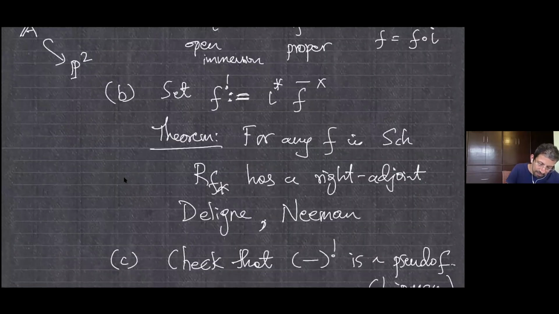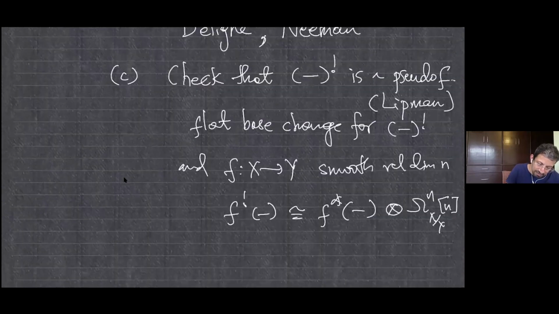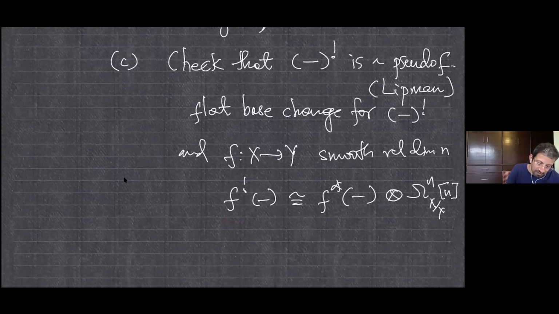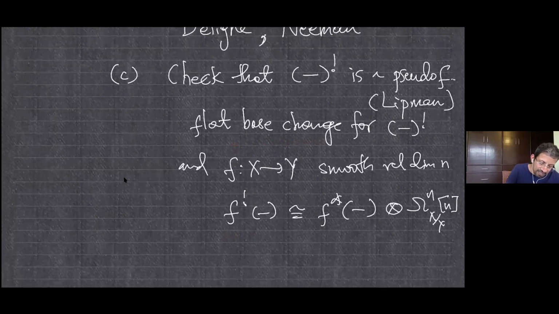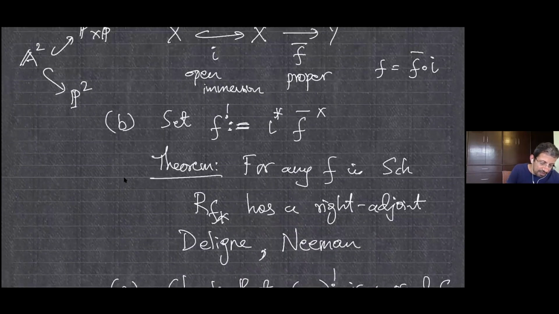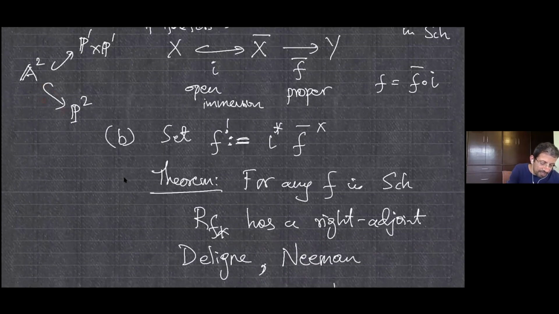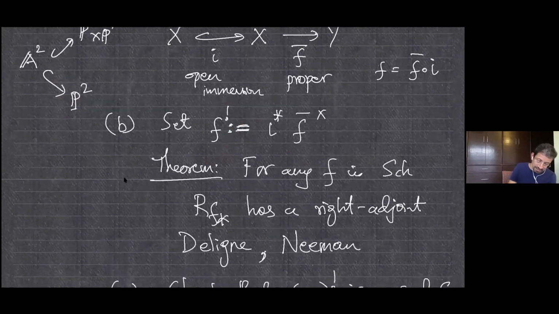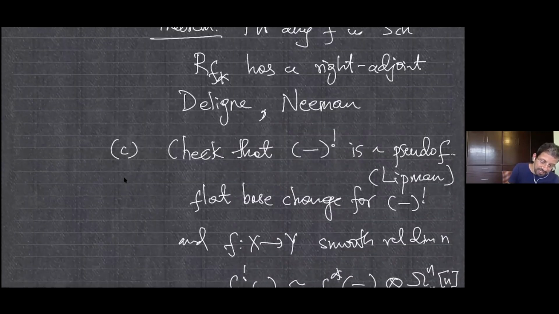And that's where the flat base change comes in. Open base change and flat base change. Open base change is a special case of flat base change. And using this, one can show that given two compactifications, you can compare them and find a dominating compactification, and then show that this formula is independent of the factorization. So that also needs to be checked. But all that is part of checking that it's a pseudo functor.